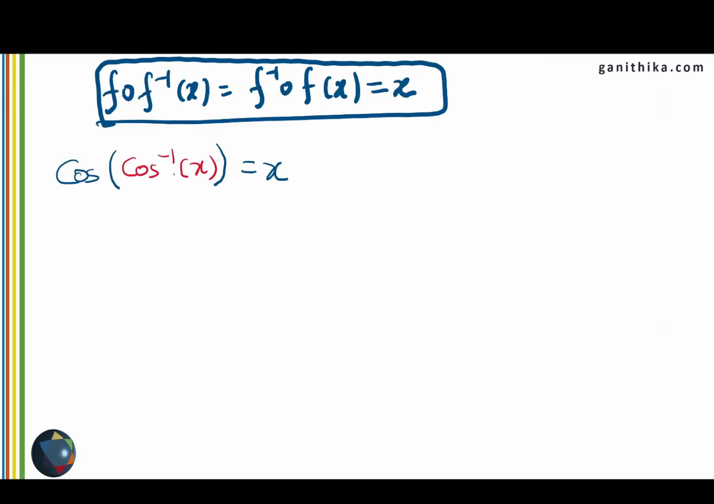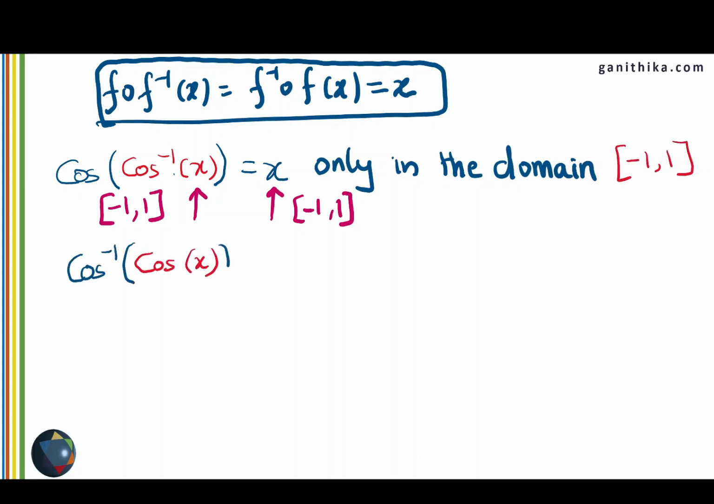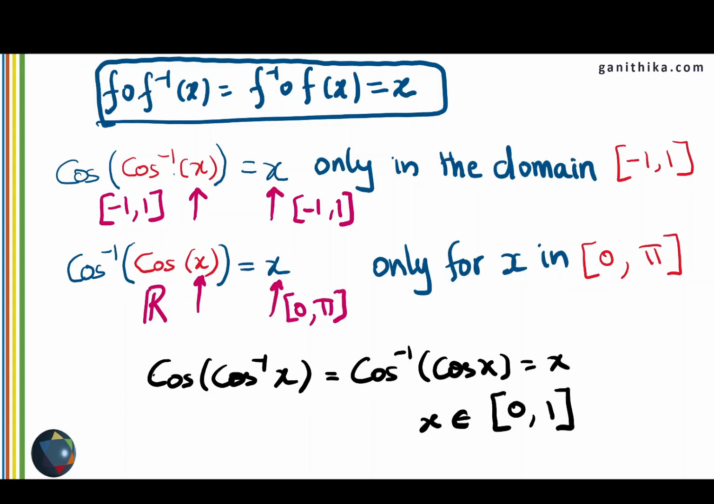Cos of cos inverse of x. The x here is in the domain of cos inverse, and x on the right side is in the range of cos x. Therefore, the intervals should be like this, which means this is possible only when x is in the domain negative 1 to 1. For the other type, this is possible when x is in the range 0 to pi, because 0 to pi is a smaller interval than the real numbers. Therefore, we should consider x in the 0 to pi interval so that this is satisfied. So both of them could occur simultaneously in the smaller interval. So minus 1 to 1 and 0 to pi, pi is 1.5. So combining these two intervals, the common interval is 0 to 1.